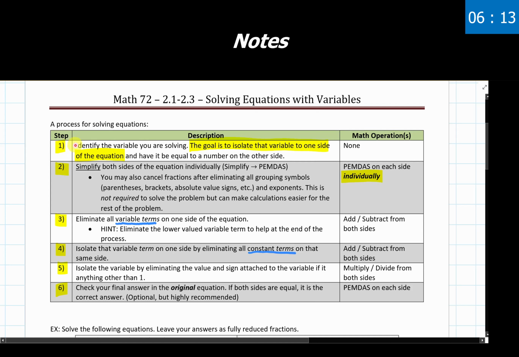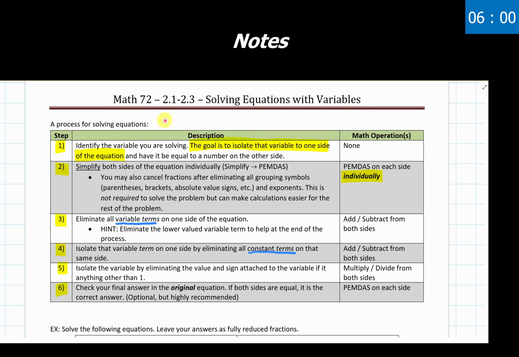Our first step, we want to identify the variable that we are solving for. Should be a "for" in there. Yay, typos. Seems kind of trivial. Seems like, well, okay, I'm given an x, I'm going to solve for x. I'm given m, I'm going to solve for m.